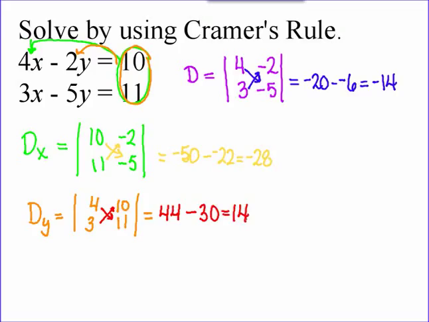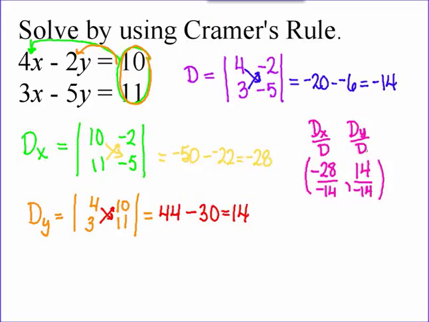So now here's how I find the solution. If you remember, Cramer's rule stated that my solution is going to be an ordered pair, first of all, an x and a y, and I'm going to take dx, which is -28, divided by d, which is -14. And then I'm going to take dy, which is 14, divided by d, which is -14. So all I did here, if you haven't figured it out and you need to make yourself a note, this is what I did. And now all we need to do is calculate those.